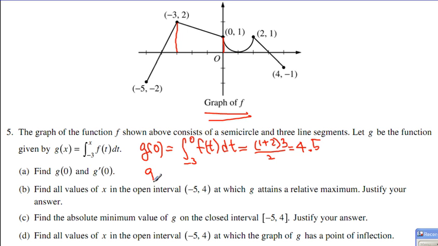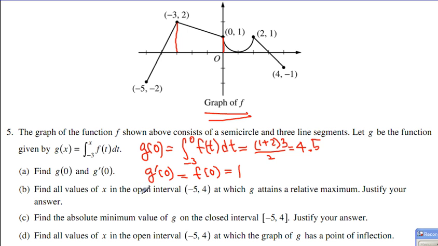Now, what is g prime of 0? It is simply f of 0, because when you take the derivative of g, we will get f. Now, f of 0 is 1, so we'll end up getting 1 as our answer.